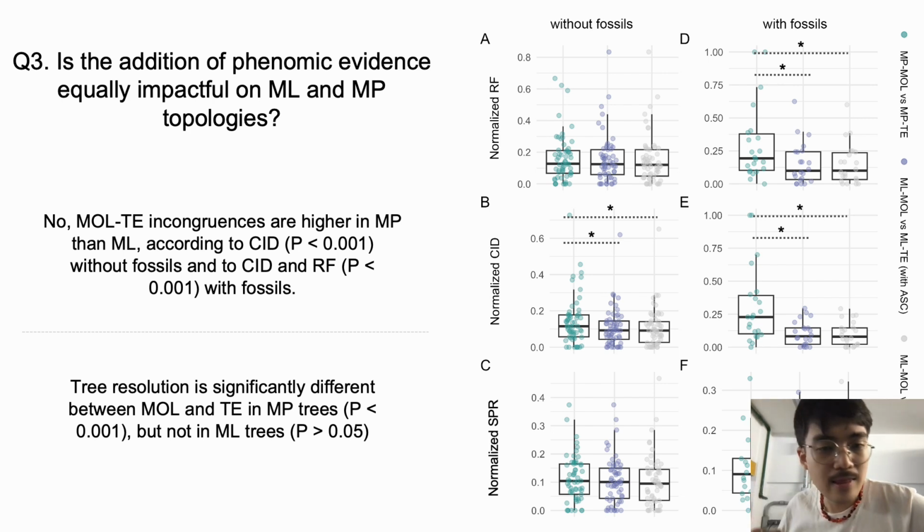And this difference between parsimony and likelihood is greater when we consider the fossils. When we consider the fossils, the morphology is even more impactful in parsimony than likelihood. And one very interesting result is that the tree resolution is significantly different between molecular and total evidence in parsimony trees, but never in likelihood trees, which can explain the molecular and total evidence incongruences.